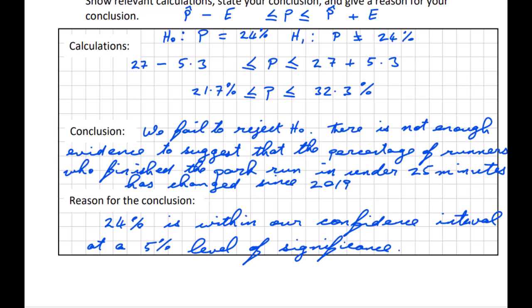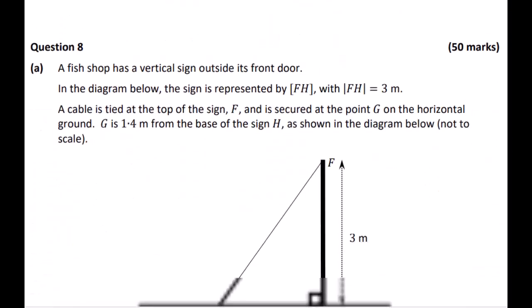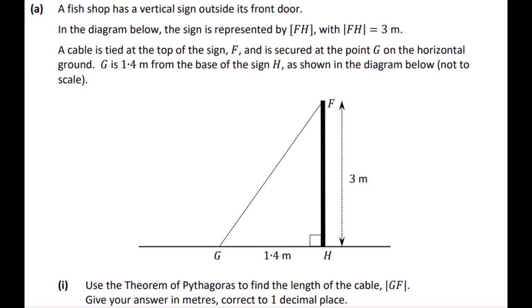Question 8. A fish shop has a vertical sign outside its front door. In the diagram below, the sign is represented by the line segment FH, with FH equal to 3 meters. So that's it here.